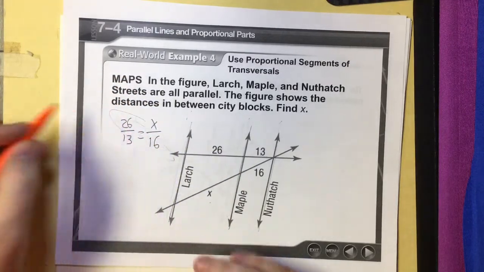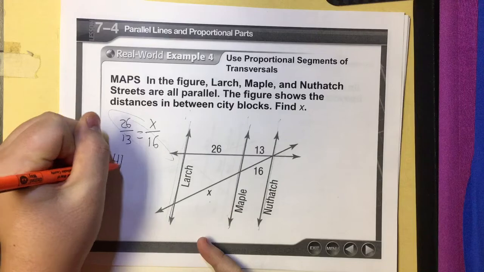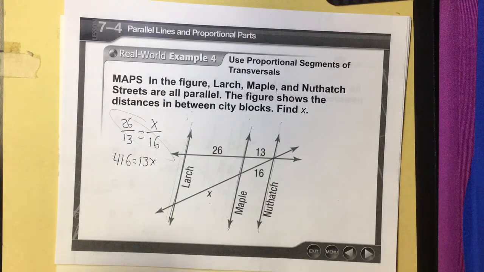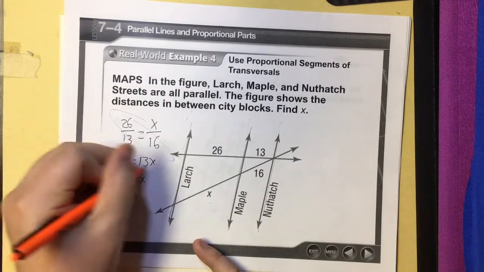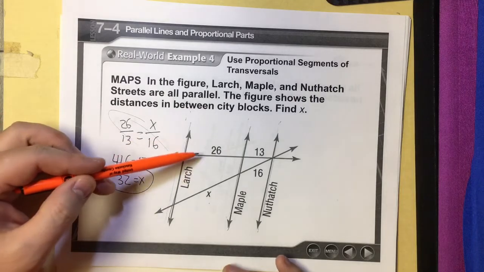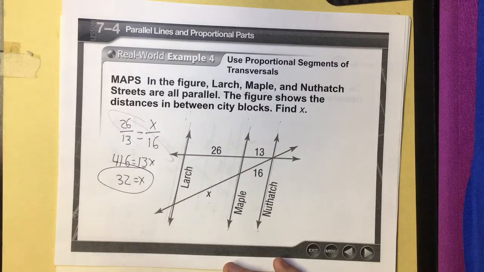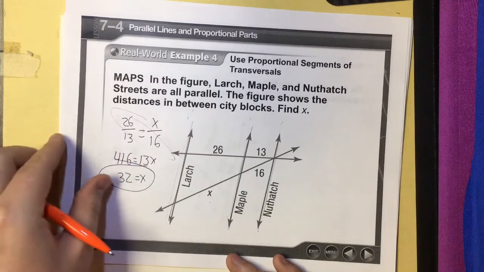And now we cross multiply. 26 times 16 gives me 416 is equal to 13x. Divide both sides by 13, and I get 32. You also could have set it up as 26 over x equals 13 over 16. That would work just fine. Cross multiply, you end up at the exact same equation here.